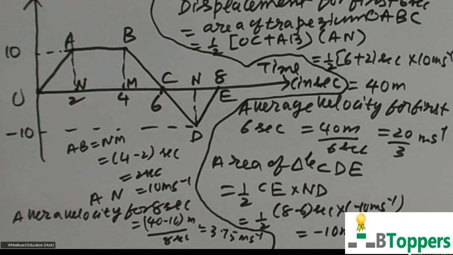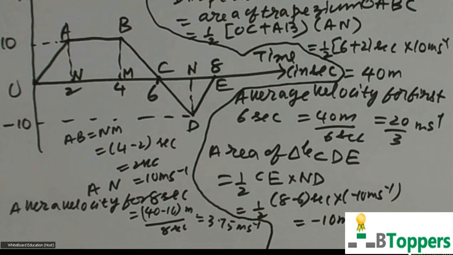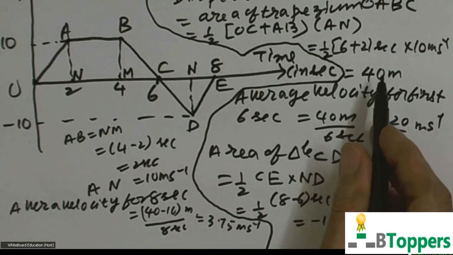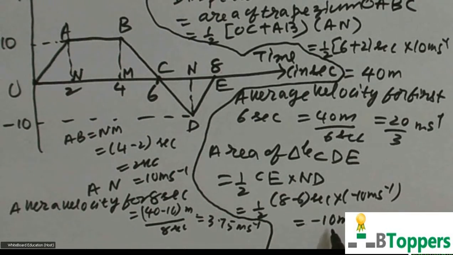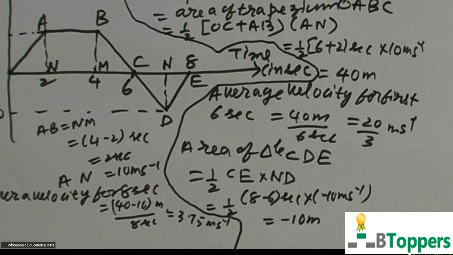But if you are asked average speed for first 8 seconds, the average speed for first 8 seconds equals total distance covered in 8 seconds divided by time taken. For first 6 seconds, it has moved 40 meters in one direction. Next 2 seconds, it moves a distance of 10 meters in the backward direction. So distance covered is always taken to be positive.